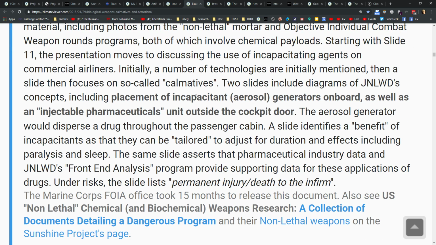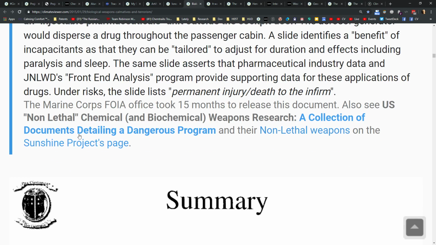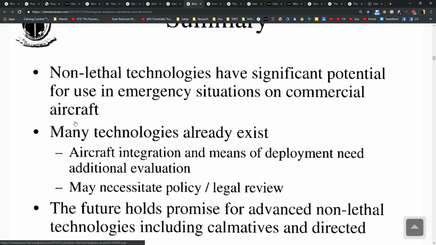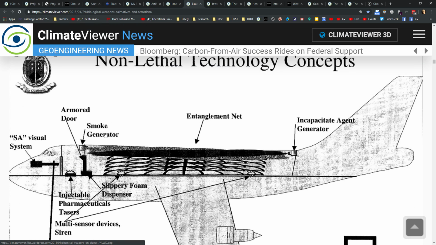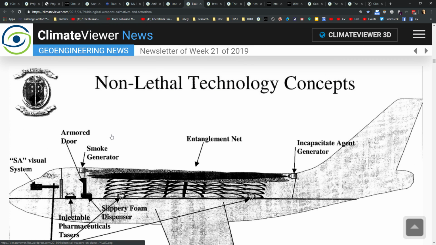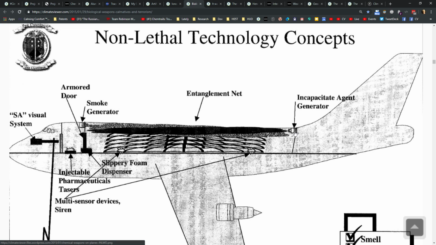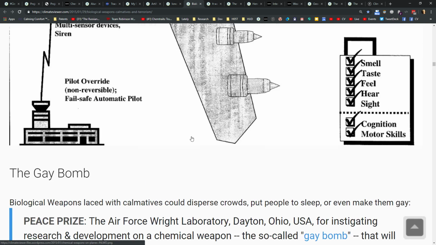Placement of an incapacitant aerosol generator on board, as well as injectable pharmaceuticals unit outside the cockpit door of planes. And you can see that right here, non-lethal technologies for aircraft. This is right after 9/11, and the Joint Non-Lethal Warfare Directorate talked about putting a chemtrail sprayer inside the plane to spray calmatives or other nerve agents to knock everybody out on board. Pretty crazy stuff. Can't make it up.